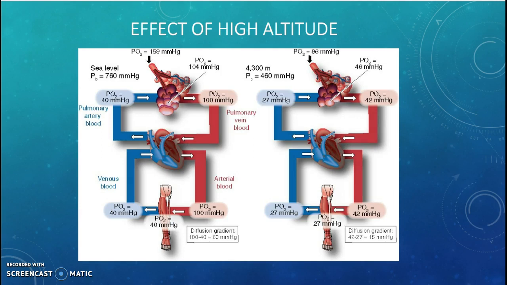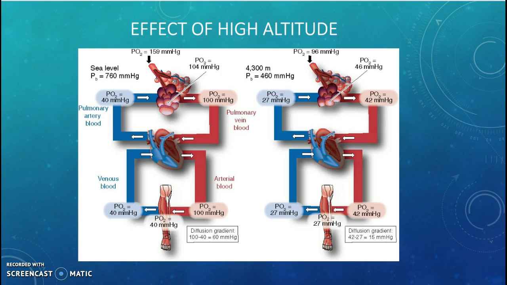Once the oxygen has got into our bloodstream, the diffusion gradient between the blood and the muscle is lower at altitude. The diffusion gradient is 60 mmHg at sea level and only 15 mmHg at altitude. This means that the difference in concentration levels of oxygen is much greater at sea level compared to altitude, so more diffusion takes place at sea level than at altitude. Therefore, at altitude there is less oxygen for aerobic metabolism. This means that our bodies will have to work harder to get the oxygen to our working muscles at altitude.